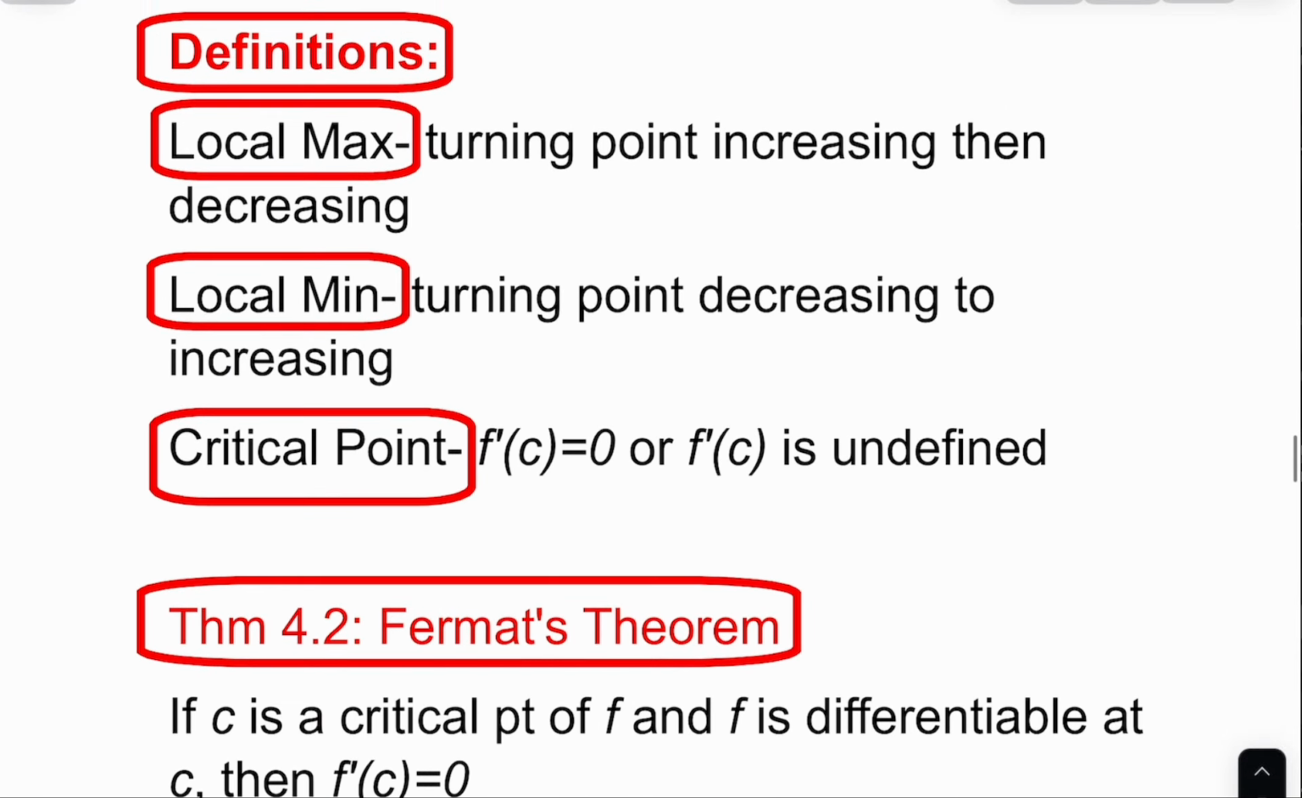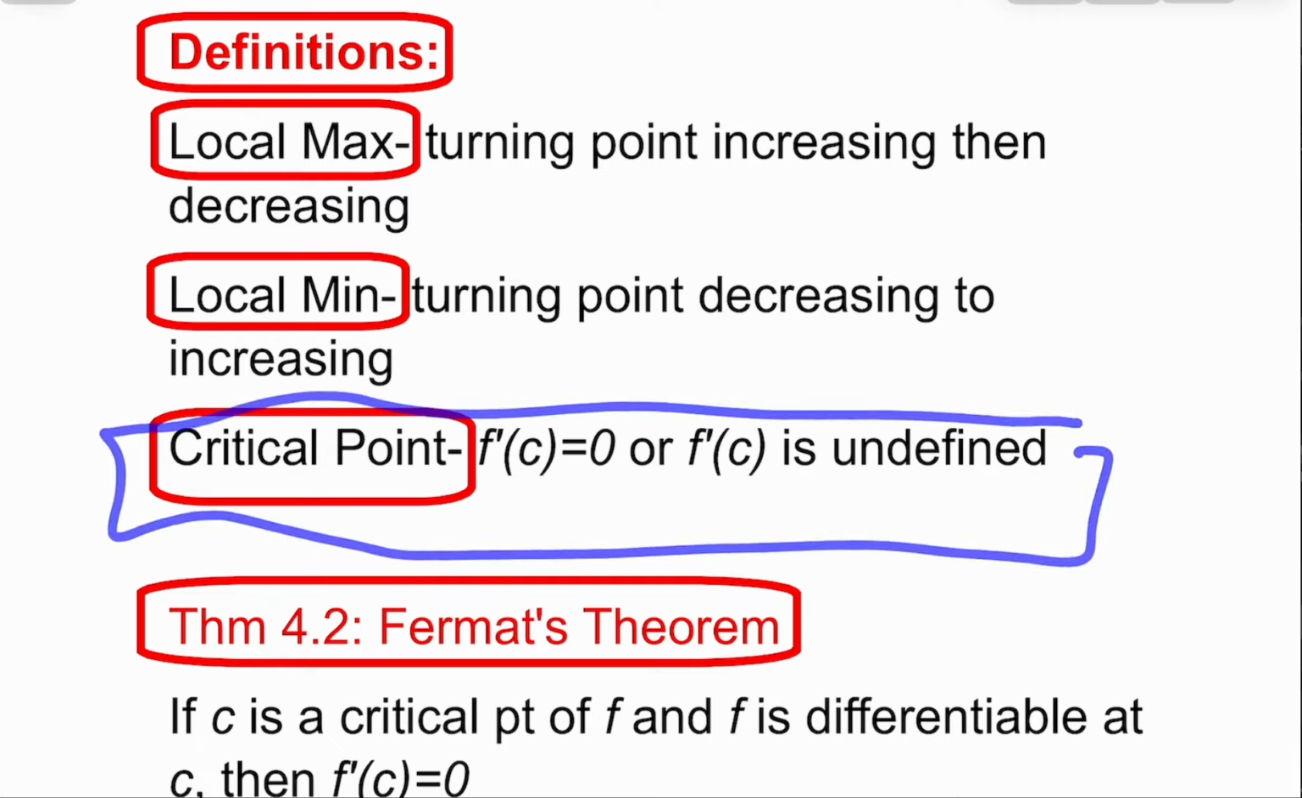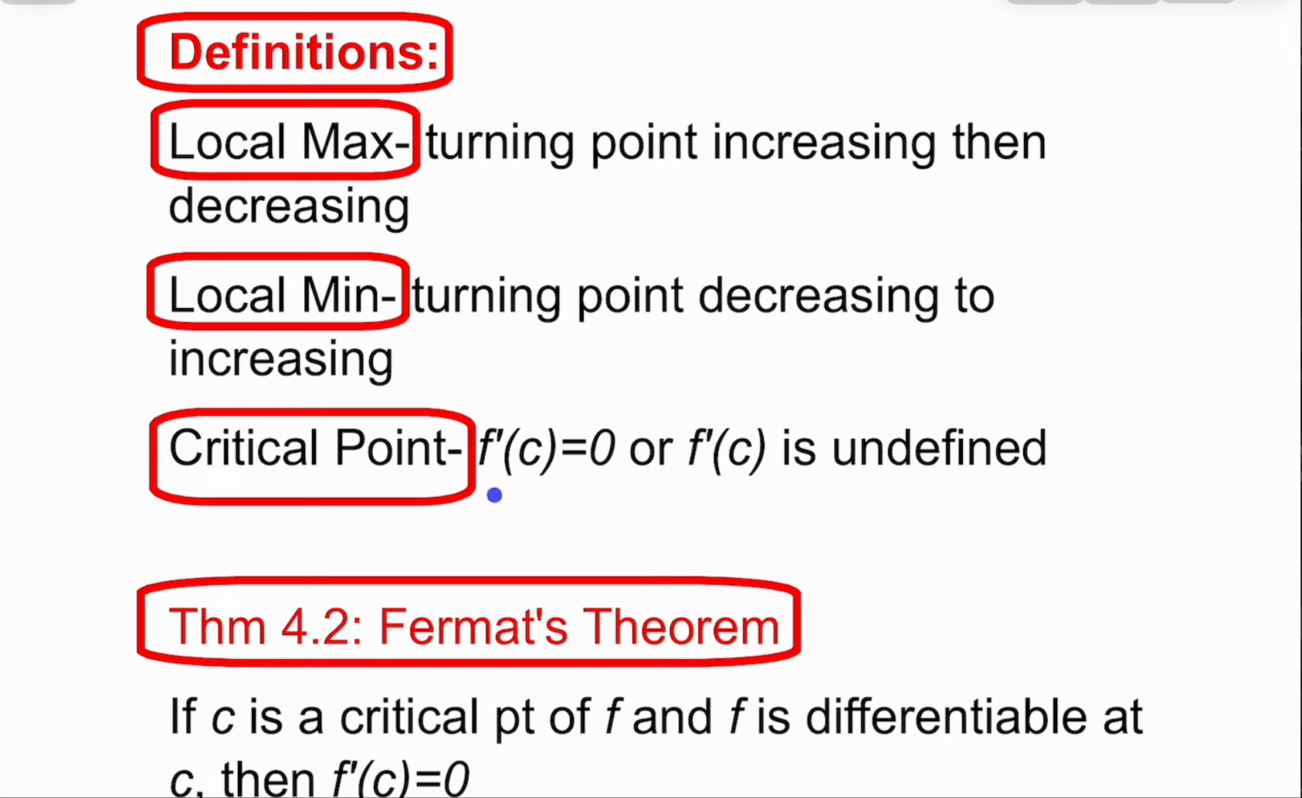So some definitions. A local max is a turning point that goes from increasing to decreasing. We can also say that for the points relatively close to it, it will be the largest value. A local min, we are going from decreasing to increasing. We can also say that, yes, it's a turning point that goes from decreasing to increasing, but for the points that are relative to that point or close to that point, it is always going to be the lowest value. And this is something really important. The critical points occur where the first derivative equals 0 or is undefined.